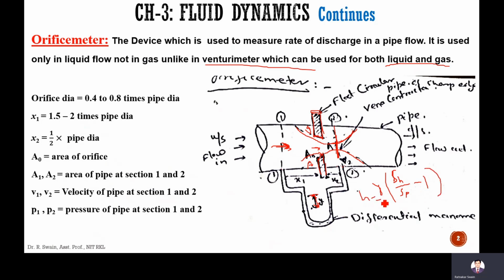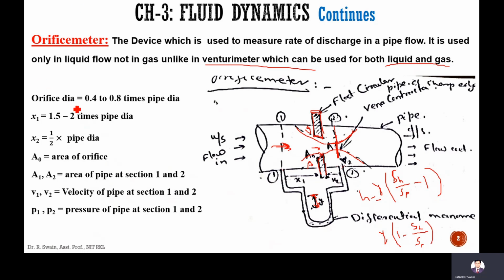The h, that is the difference of pressure head between sections 1 and 2, is Y into (SH divided by SP minus 1). Here SH means the specific gravity of the heavier liquid, that is the manometric liquid, if the manometric liquid is heavier than the pipe liquid, and SP is the pipe liquid specific gravity. If the manometric liquid is lighter than the pipe liquid, then this will be Y into (1 minus the specific gravity of the lighter manometric liquid divided by the specific gravity of the pipe liquid).